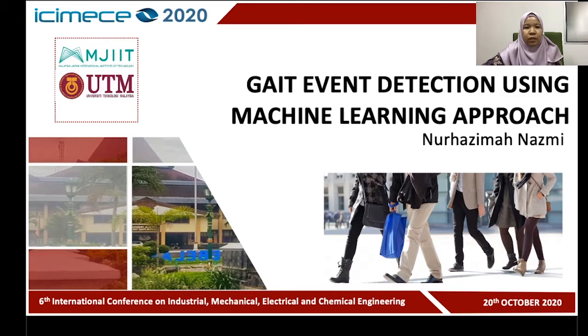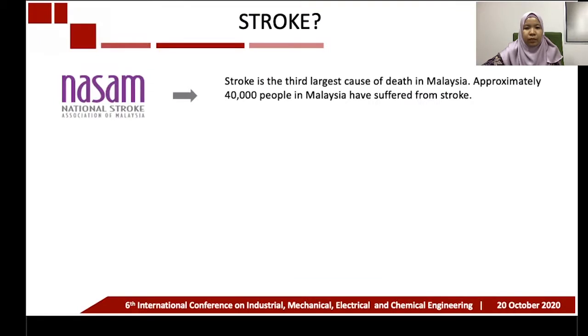Today, I would like to share a research on gait event detection using machine learning approach. According to National Stroke Association of Malaysia (NASAM), stroke is the third largest cause of death in Malaysia, and approximately 40,000 people in Malaysia have suffered from stroke.